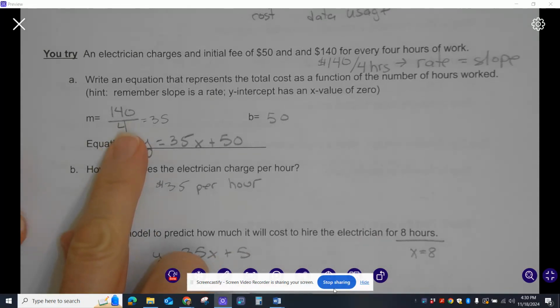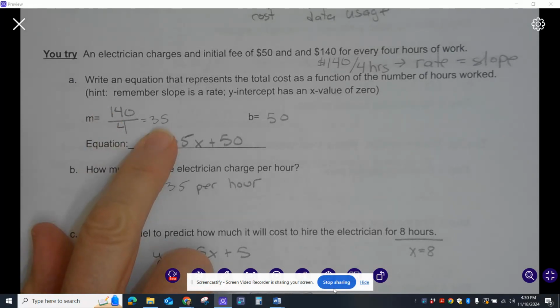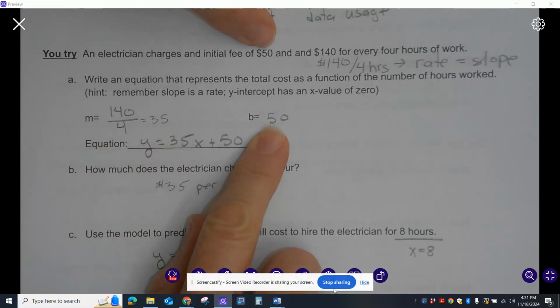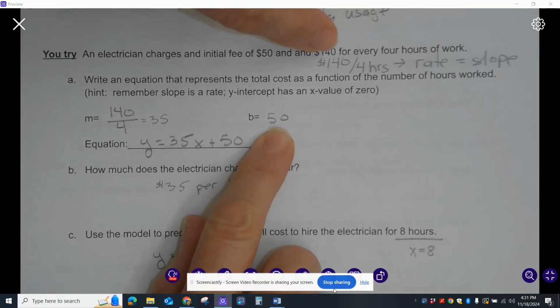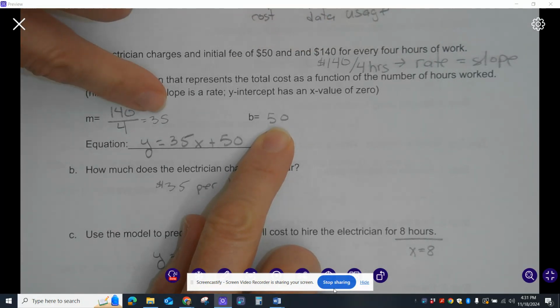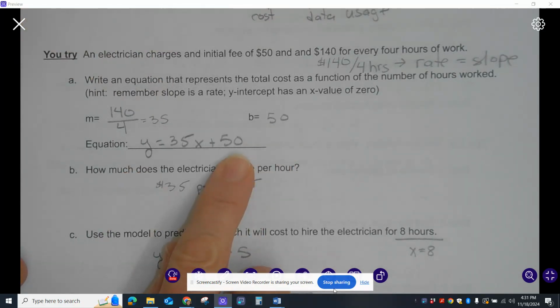So I told you this, that $140 per 4 hours is a rate, so that is your slope. Your y-intercept is 50 because the initial fee is at the beginning. You pay $50. This is like the fee they charge just for them to come to your house. So $50 to come to your house, that's at the beginning, or when time equals 0, before they actually start working, you're paying $50. And then after that, you pay $35 for every hour that they work. So here's your equation, y equals mx plus b.